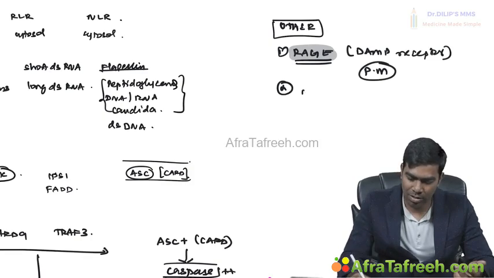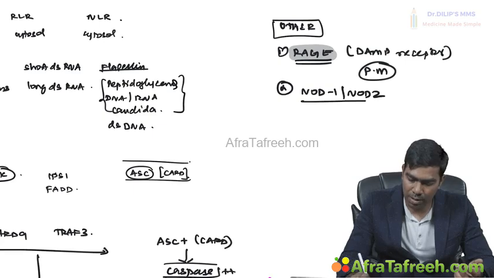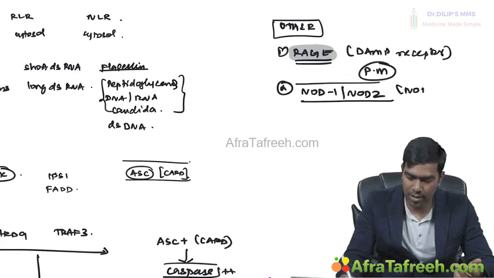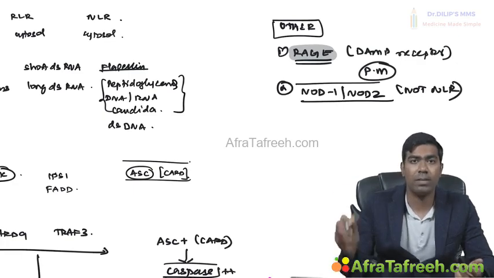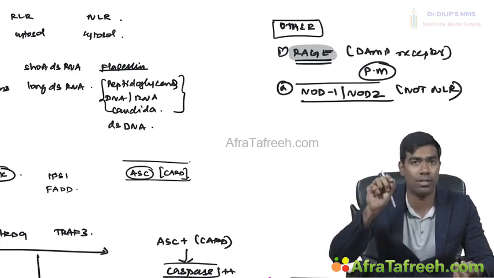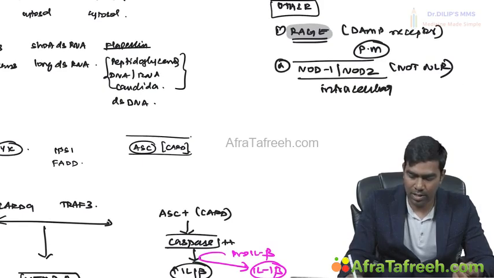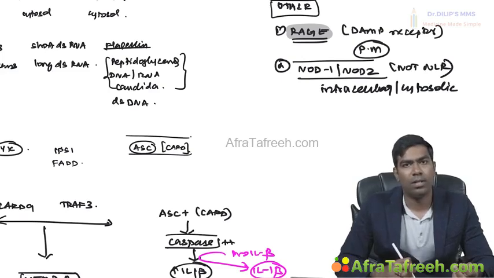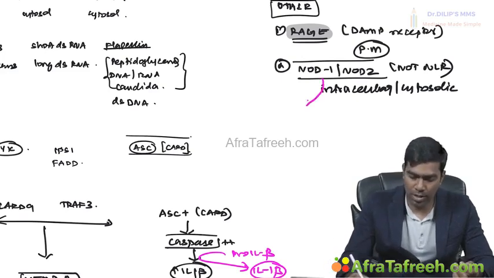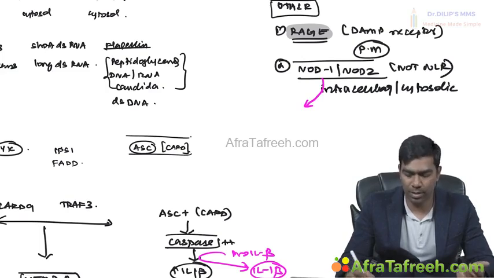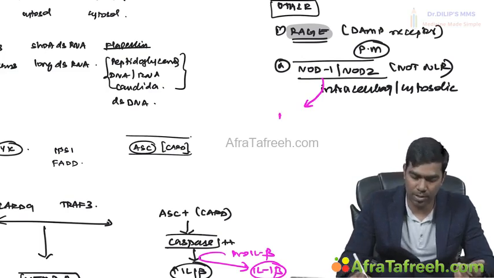And second thing, there's something called NOD1 and NOD2 receptors. Remember, these are not NLRs. These are not NOD-like receptors. NOD-like means not NOD. NOD1 and NOD2 are separately different. These are typically intracellular and cytosolic receptors only. They are not extracellular receptors. NODs recognize certain substances, for example, the ligand for NOD1 is peptidoglycan.